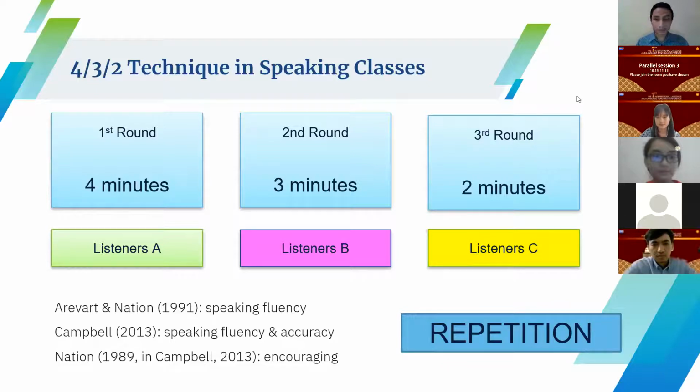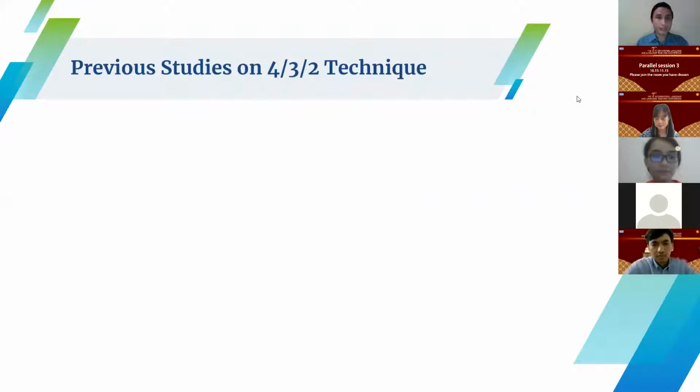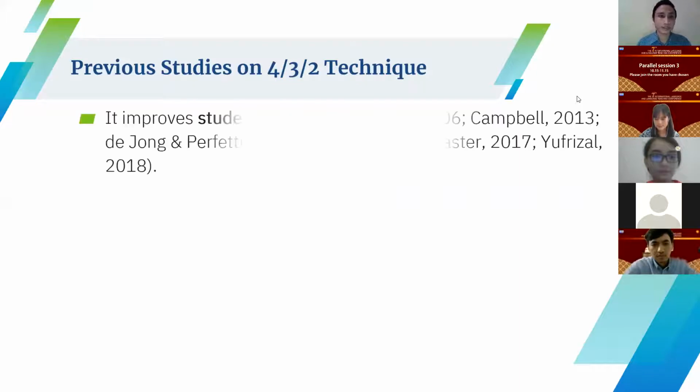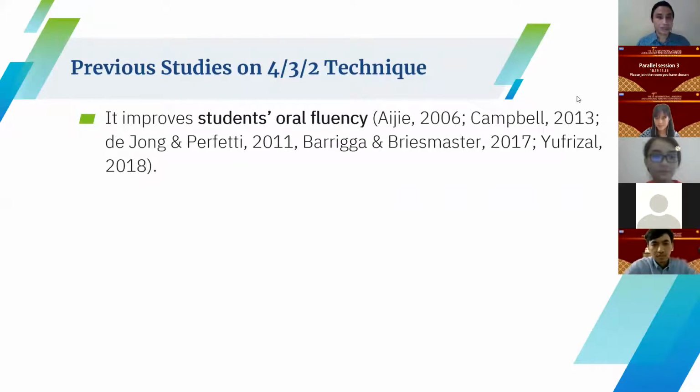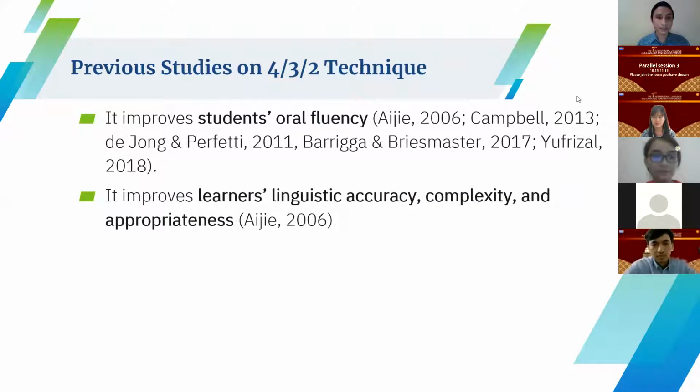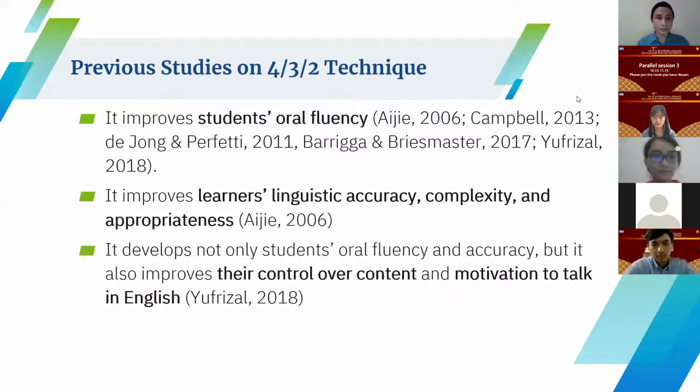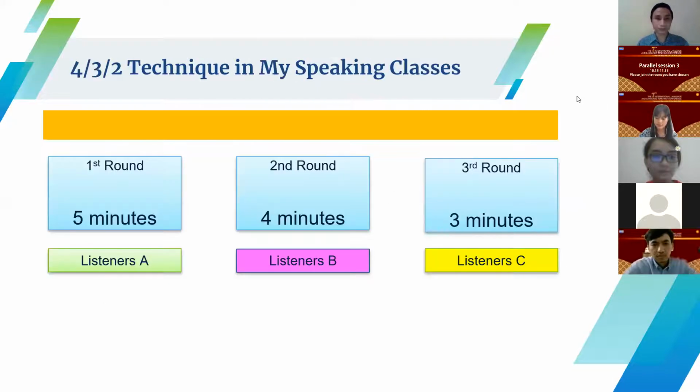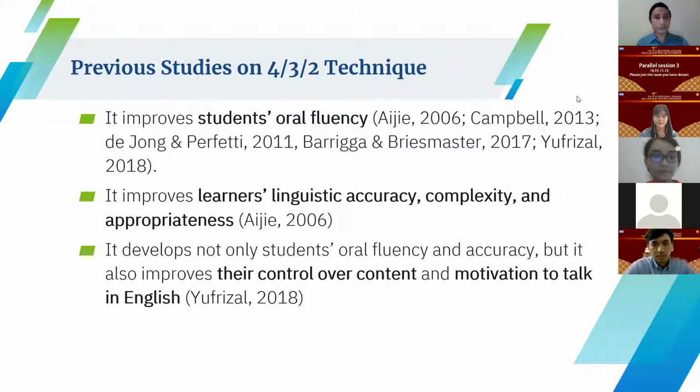Again, I would like to emphasize the repetition task in this case. Several studies have proved that the 4-3-2 technique is quite useful in speaking classes. The first one, this technique improves students' oral fluency. The second one, it improves students' linguistic accuracy, complexity, and appropriateness. And the next one, it gives students control over their content and motivation to talk in English. So it has been empirically proven by several researchers.